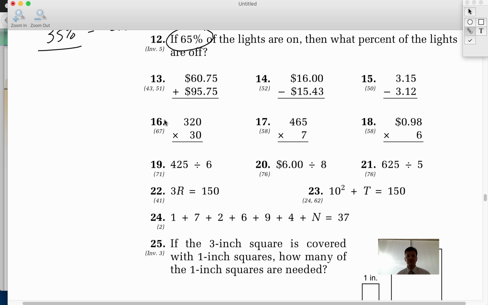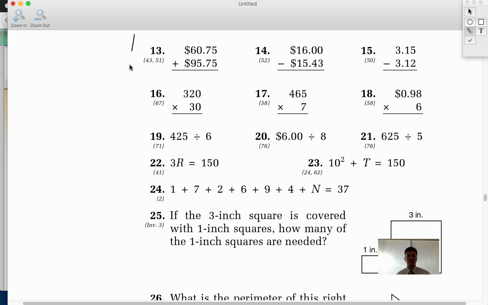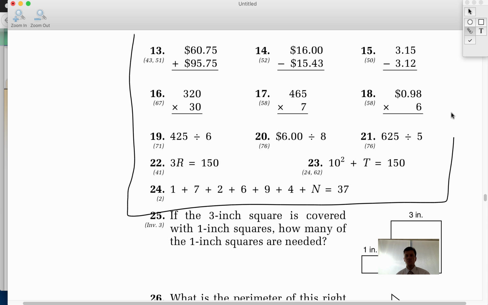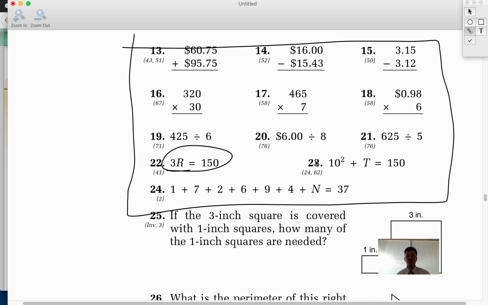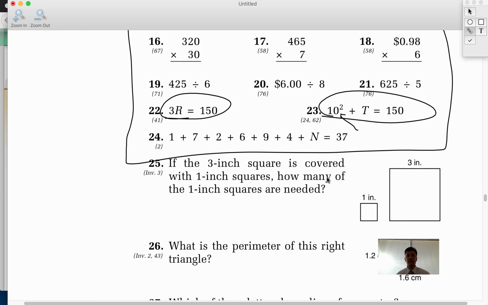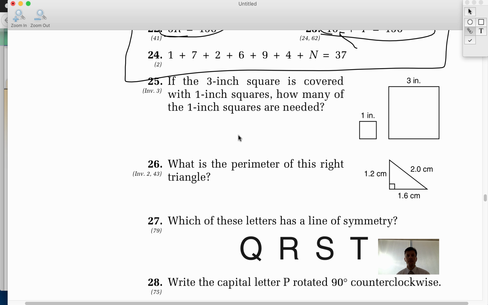Okay, all of these you're going to do on your own. So 13 through 24, you can work on those and just keep practicing on those. Remember, every equation asks a question. Remember to do exponents before adding, subtracting, before multiplying, etc. And then let me know if you have questions on those.